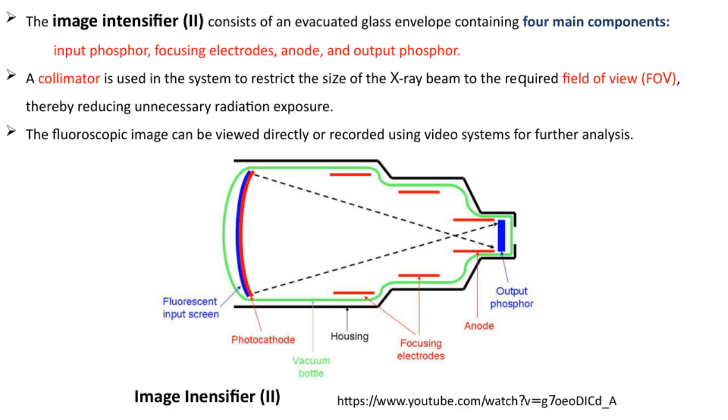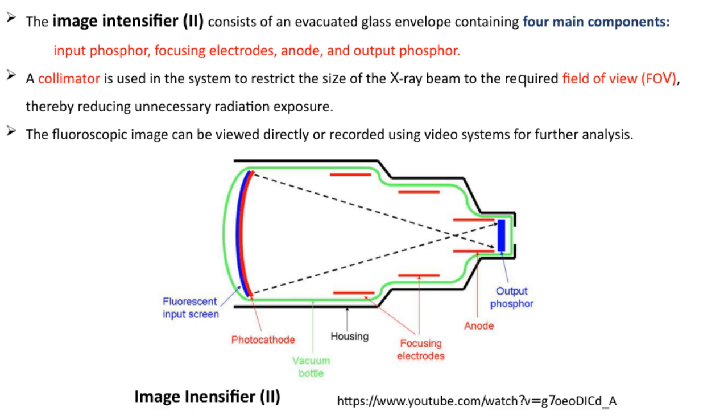From there, the focusing electrodes help direct and amplify this light, guiding it toward the anode. The anode then further accelerates and focuses the electron stream, which finally hits the output phosphor, converting the electrons back into a visible image. Another important aspect is the use of a collimator.